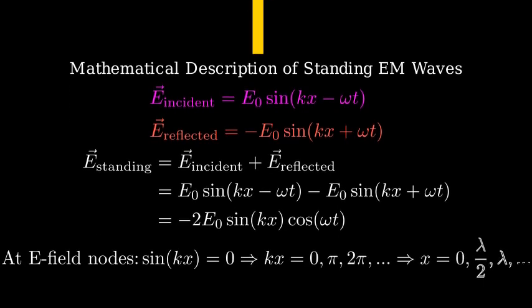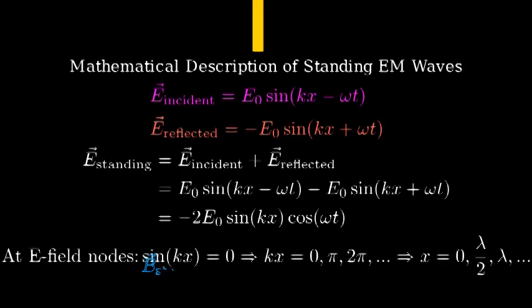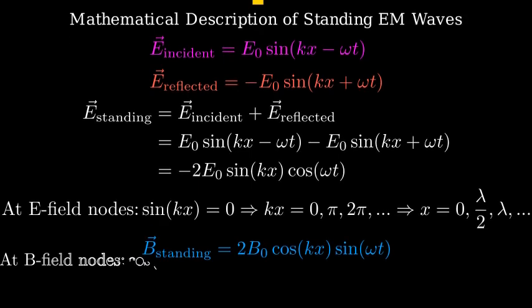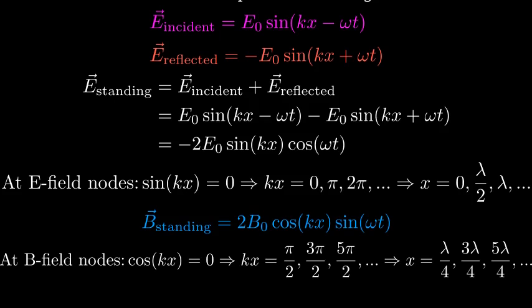Similarly, the standing magnetic field has the form of B standing equals 2 B naught cosine of kx times sine of omega t. With the spatial dependence of cosine kx, the magnetic field has nodes where kx equals pi over 2, 3 pi over 2, 5 pi over 2, and so on. Notice that where the electric field has a node, the magnetic field has an antinode, and vice versa. This is a key feature of standing electromagnetic waves.